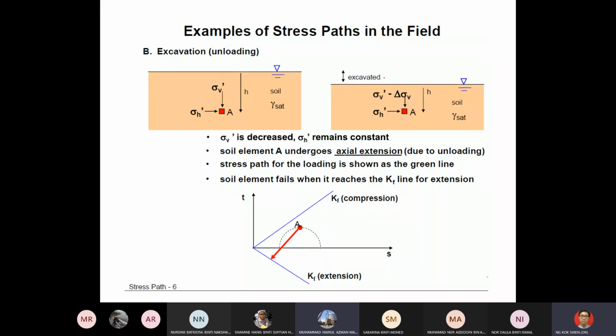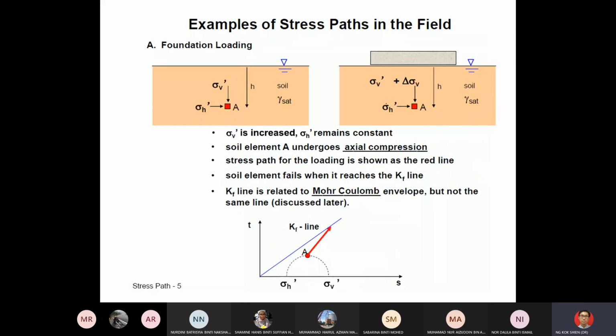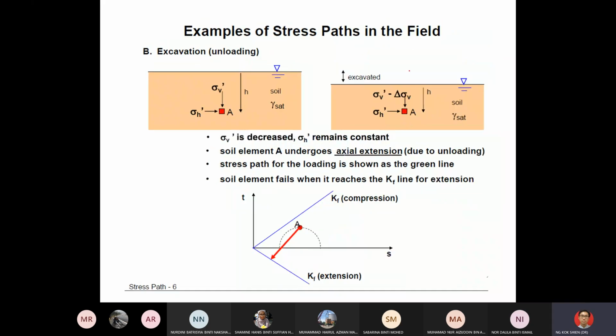You know excavation, right? It can be excavation building structures, and then you can know the stress path for the soil below the excavation. So loading is very straightforward. It can be a footing problem, right? But for unloading, it can be excavation, meaning that we remove the axial stress.